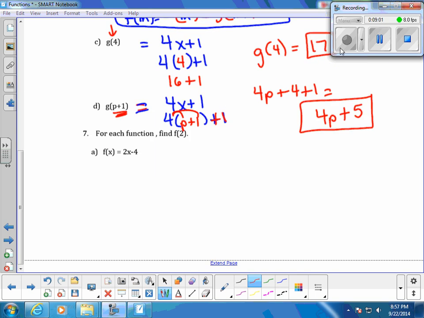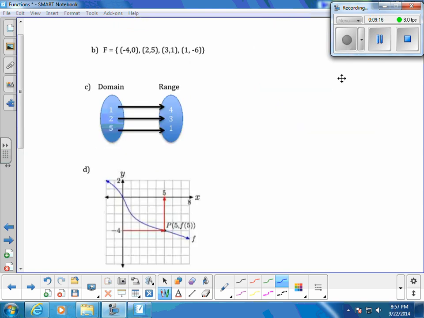For each function, find f of 2. So that means everywhere there's an x, substitute a 2 in place of it. 2 times 2 is 4. 4 minus 4 is 0. Okay, if I'm looking for f at 2, I'm looking for when the x value is 2, what is the y value? And so f at 2 for this is 5. For part C, f at 2 is 3.